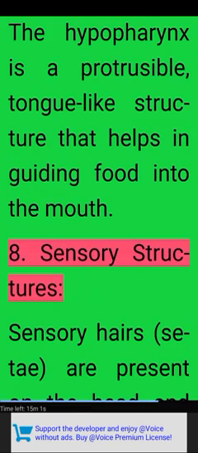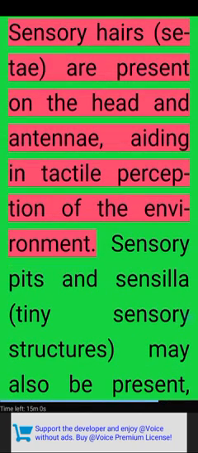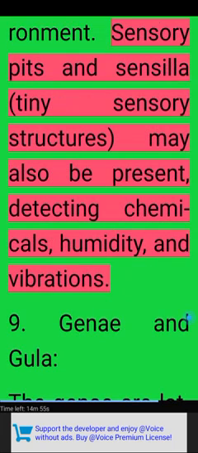8. Sensory structures. Sensory hairs, setae, are present on the head and antennae, aiding in tactile perception of the environment. Sensory pits and sensilla, tiny sensory structures, may also be present, detecting chemicals, humidity, and vibrations.